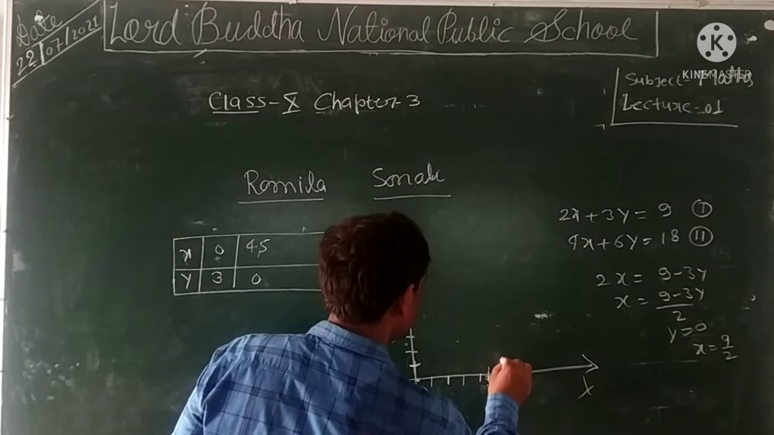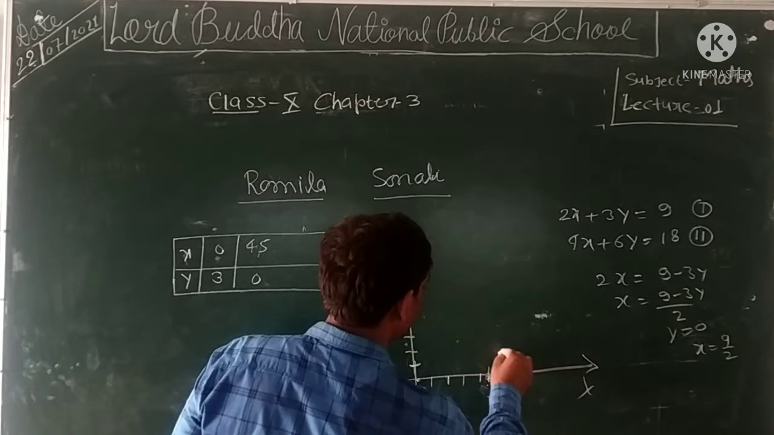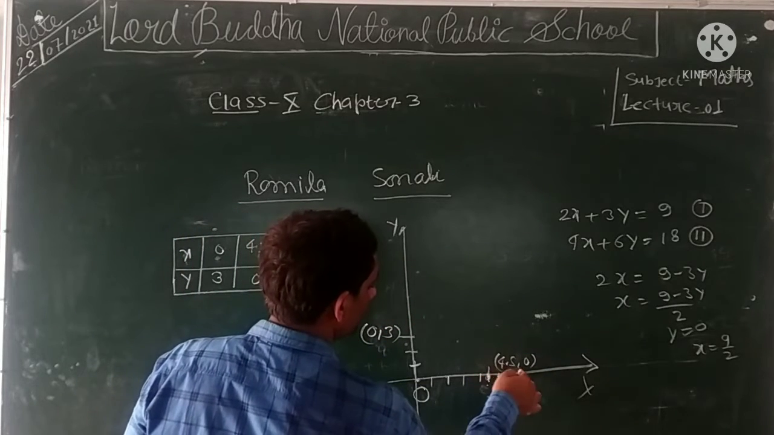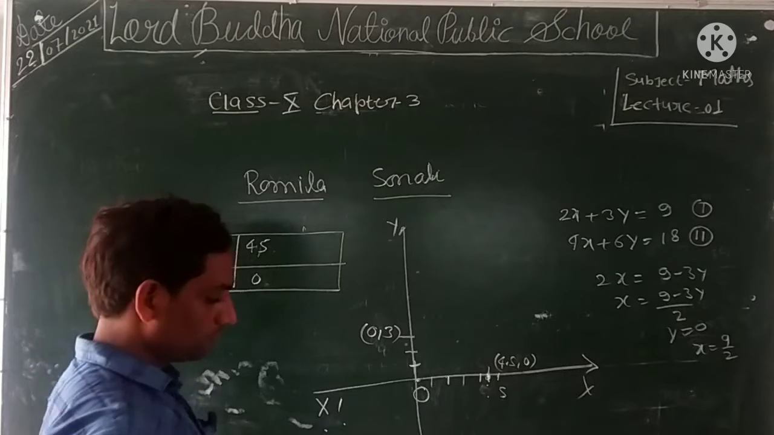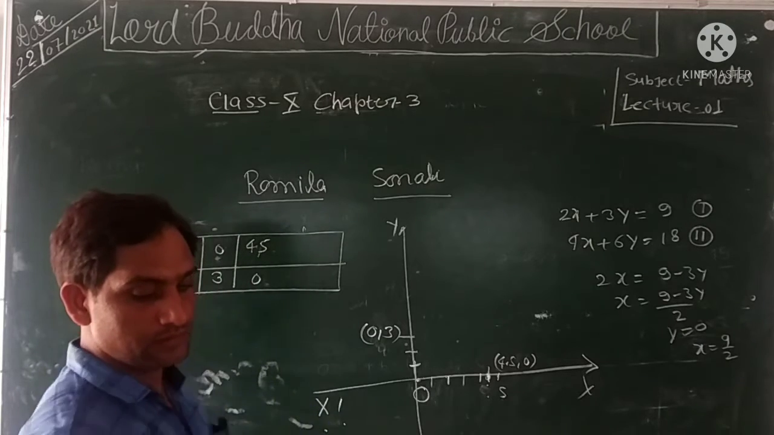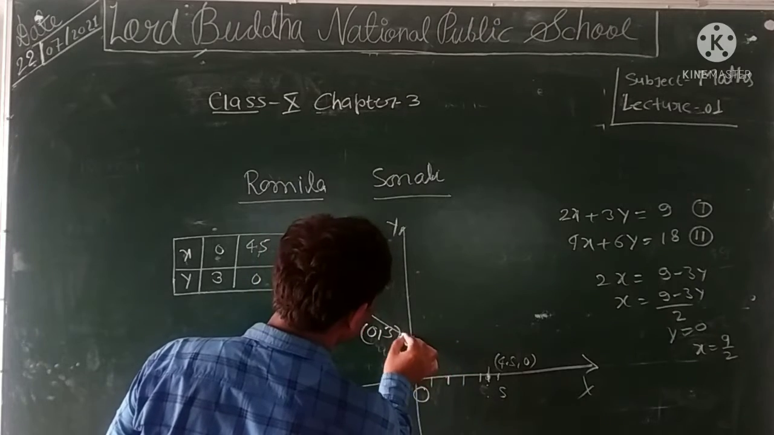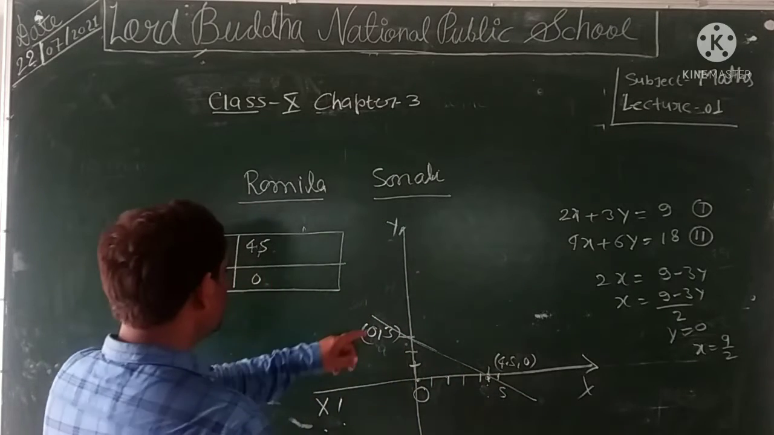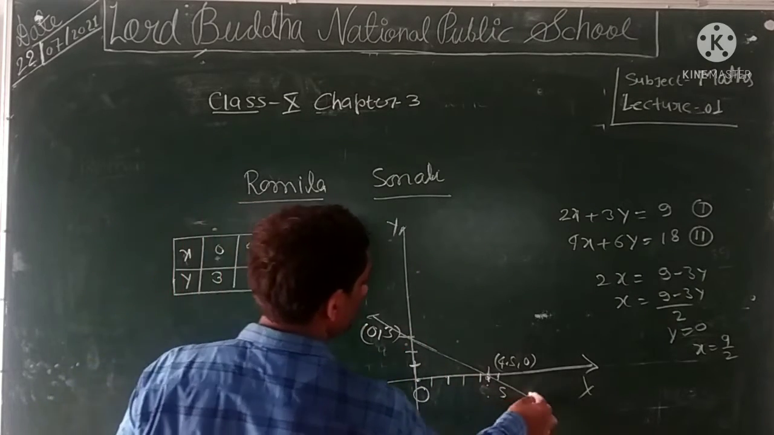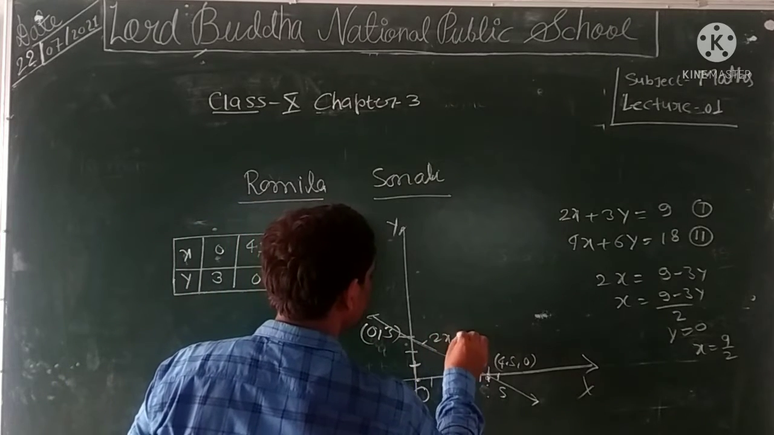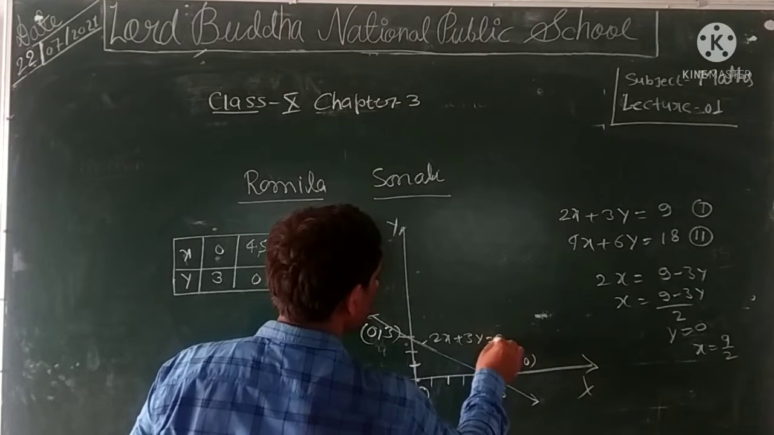This will represent 4.5, 0. This point will represent 4.5, 0. Now we join these two points. This straight line shows 2x plus 3y equal to 9.